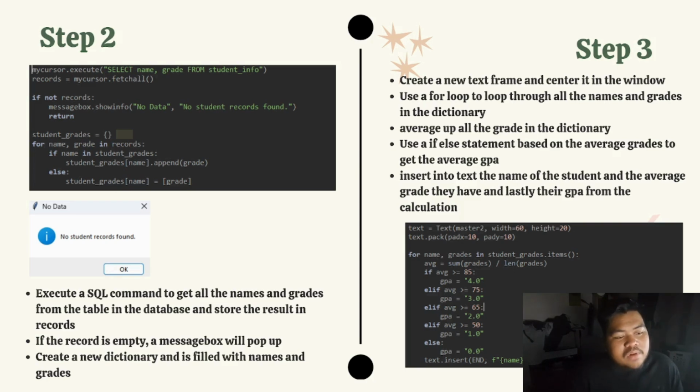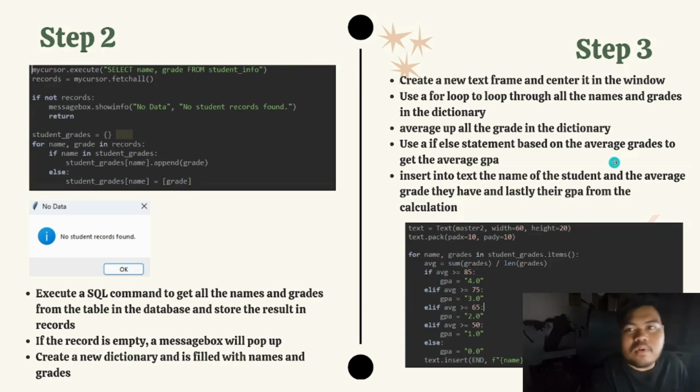So if the average grade of the student is 85 and above, they will get 4.0. If it is 75 and above, they will get 3.0. Above 65, they will get 2.0. And above 50, they will just get 1.0. Else, they get 0. Alright, after all of that is done and we have the average GPA, we then insert the names and student average grade into the text frame.